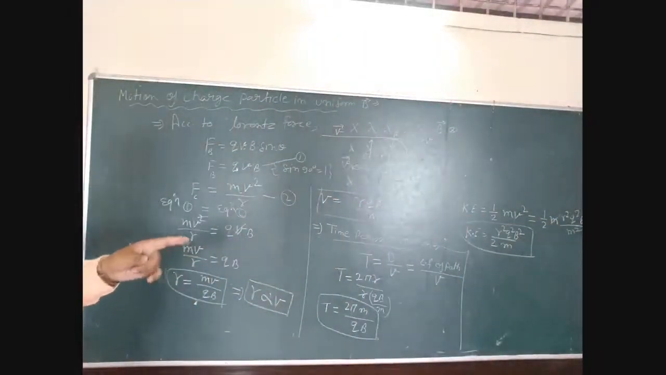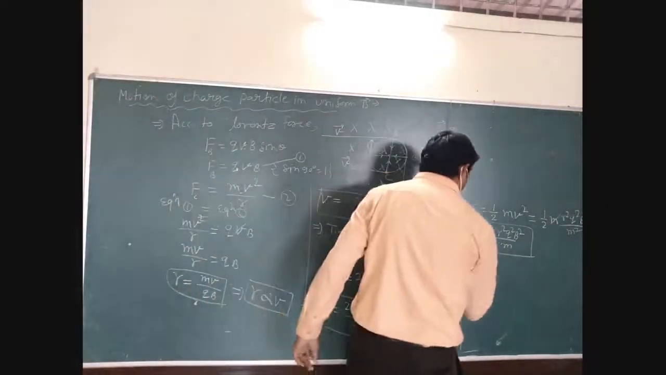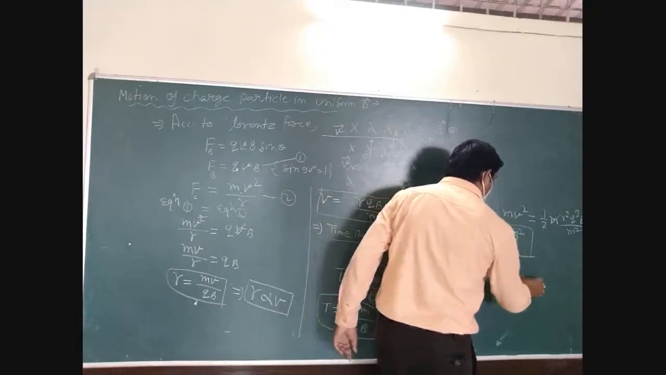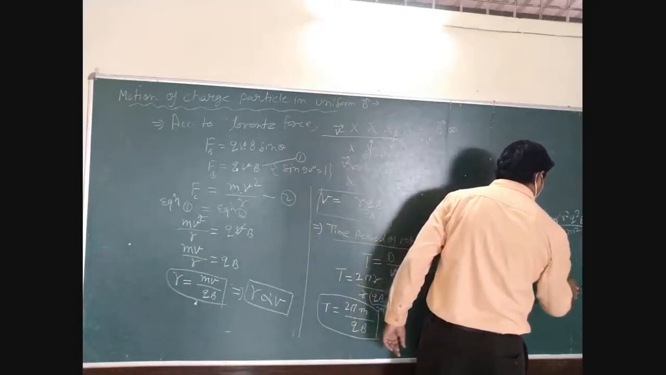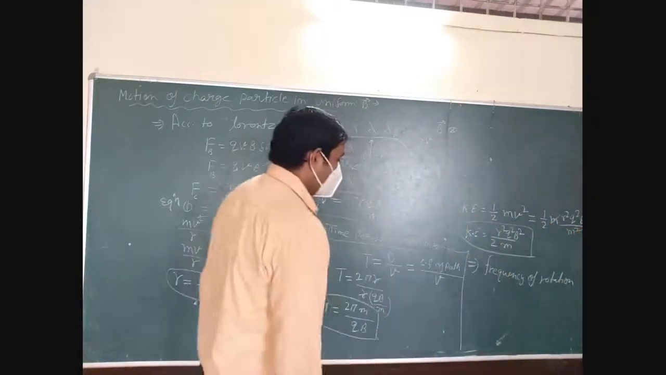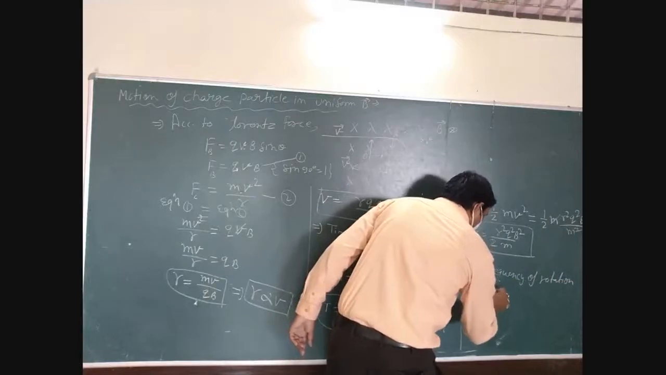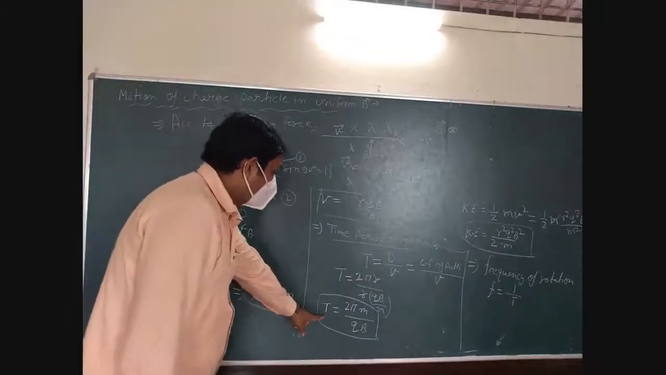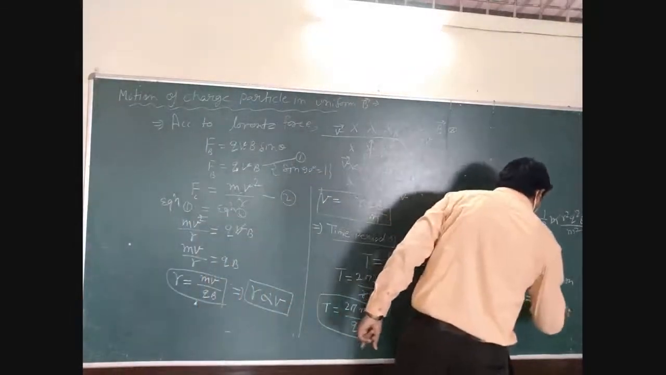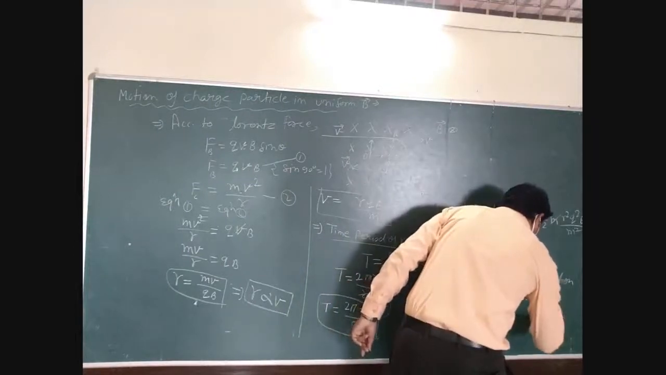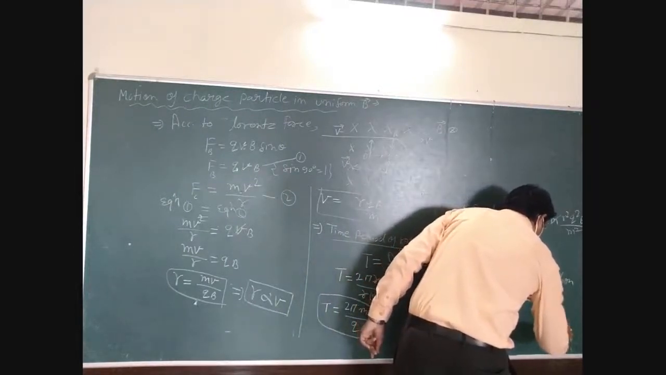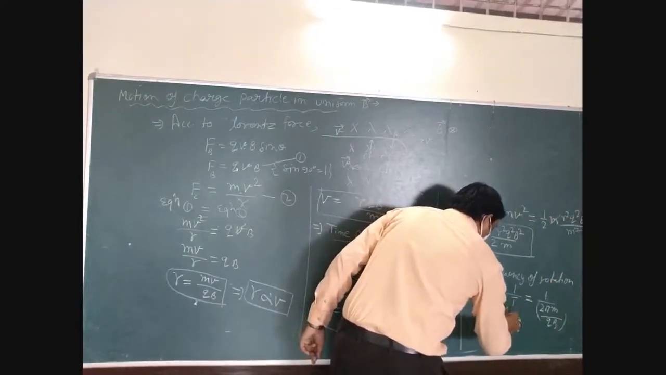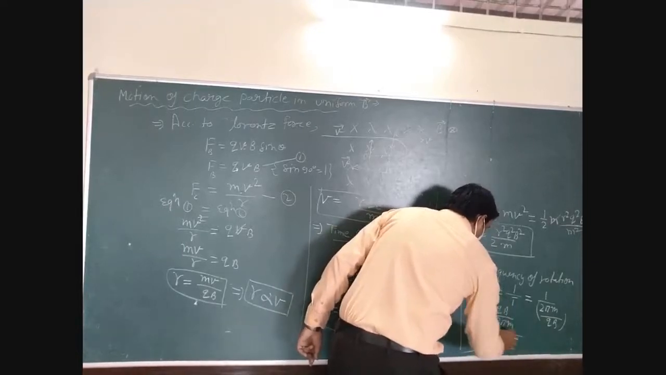You can also find the frequency of rotation. As you know, frequency is inversely proportional to time period. From this formula you will get 1 upon 2 pi m upon qB. On solving this you get qB upon 2 pi m. This is the frequency of rotation.